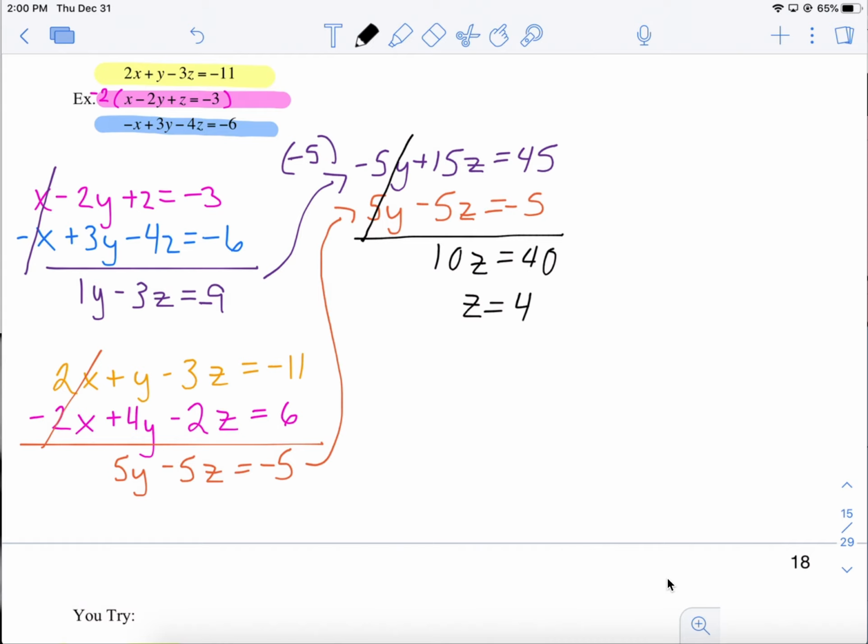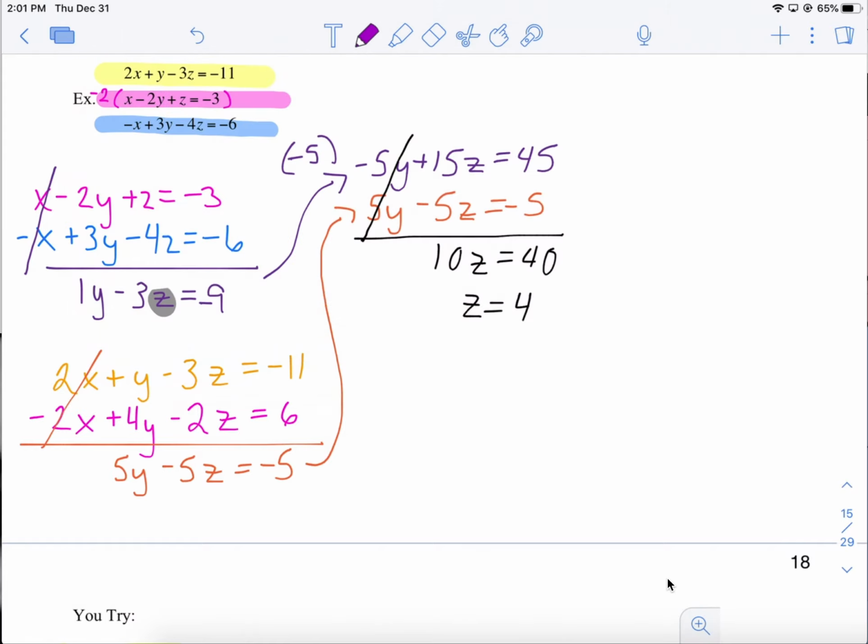Once you get your first variable, you are going to track backwards, okay? So we're going to track backwards. That black answer, the z equals 4, came from the purple and orange equations. I don't care which one you plug it into. For me, it's probably easier to do the y equals or the 1y minus 3z equation. So I'm going to go back to here and I'm going to plug that guy back in.